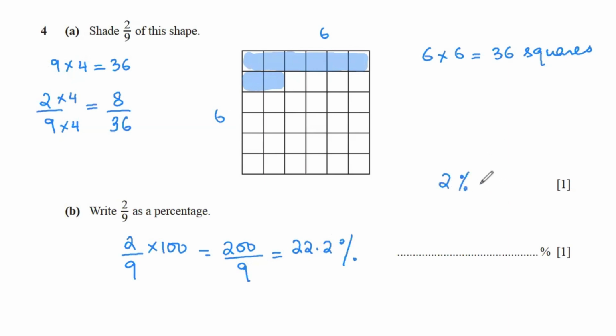2% is basically 2/100. But if they're asking you to convert 2 into a percent, then you times by 100. As you can see, both things are very different. To convert something into percent, we times by 100. To rewrite a percent as a fraction, you write the thing over 100.